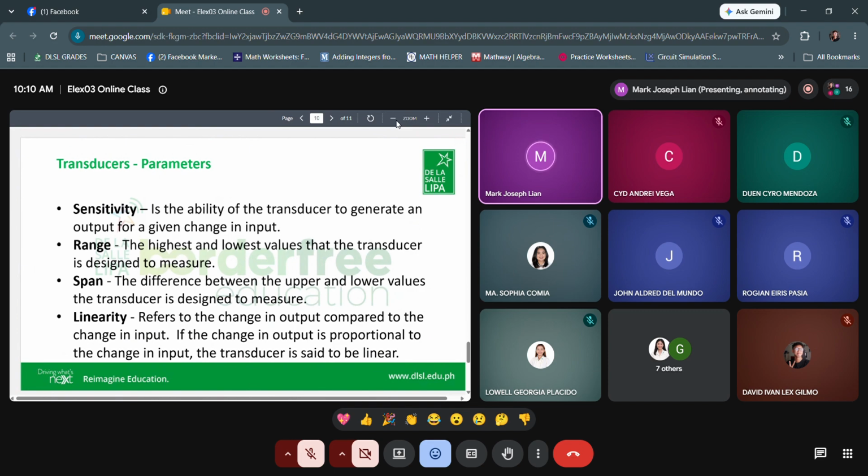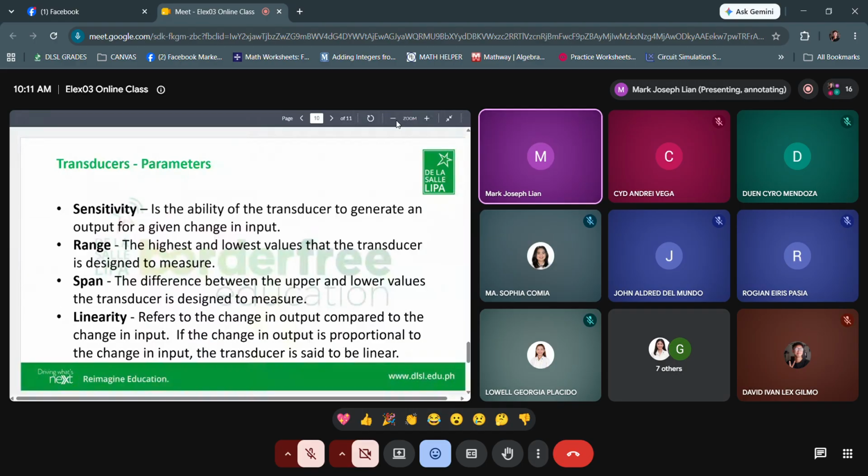Range. It is the highest and lowest values the transducer is designed to measure. Example, may mga thermal sensor na ang kanyang range lang ay from 0 degrees to 100 degrees. What if we will need to apply it to a higher temperature like 300 degrees? So, hindi na natin magagamit yung sensor na yun.